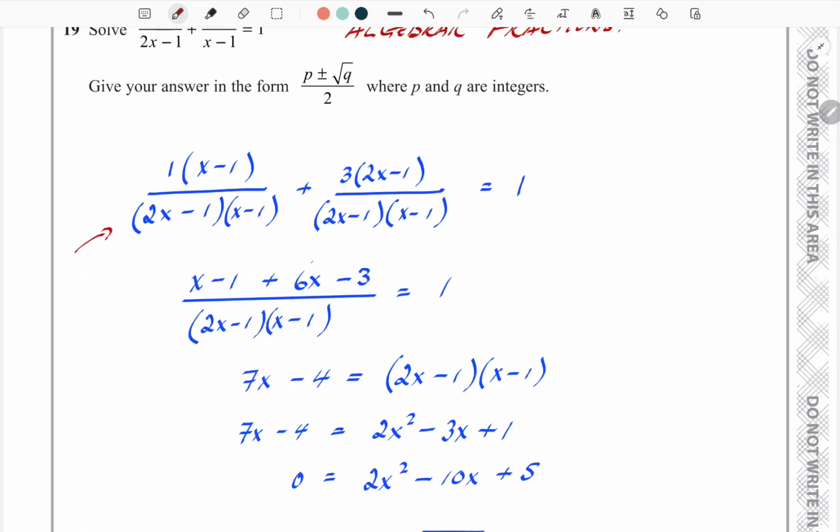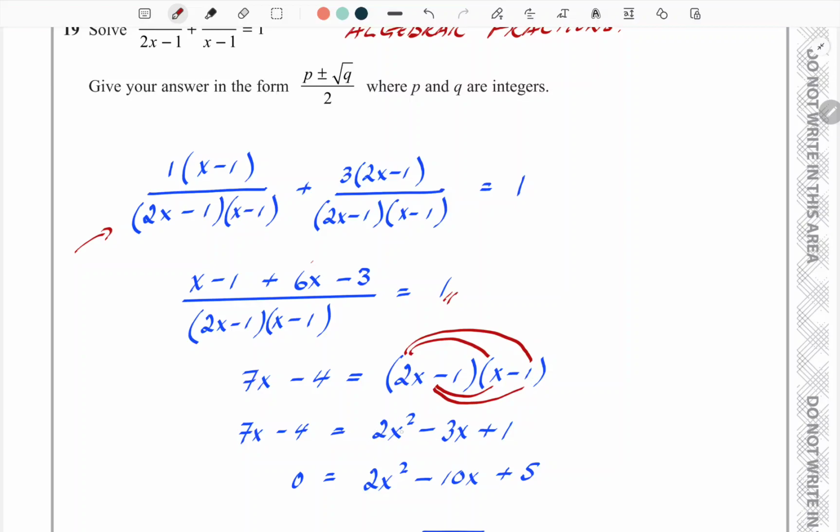And then we multiply the denominators across to the other side, and in this particular case, it's just a 1. So there isn't any actual expansion; just put the two brackets onto the right-hand side, multiply across. Then expand them. So you've got 7x minus 4. And with this one here, just to see where the numbers came from, 2x times x, 2x times minus 1, and then minus 1 times x, minus 1 times minus 1.